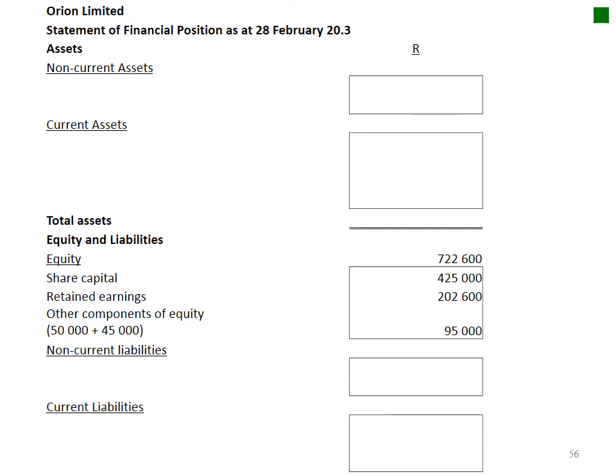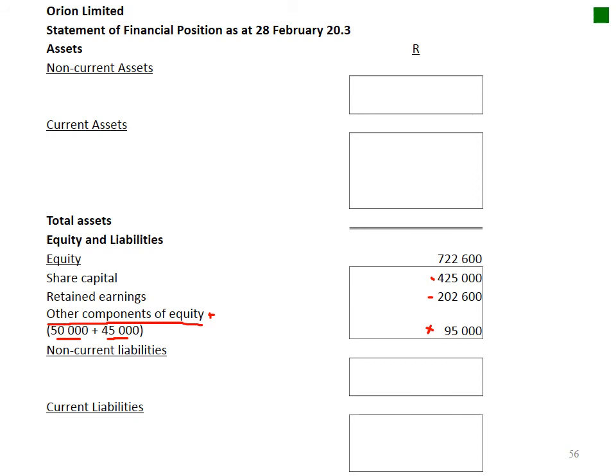So here's the statement of financial position. These amounts were all on the statement of changes in equity, the share capital, retained earnings. The only thing here is that the asset replacement reserve and the revaluation reserve, the 50,000 is the revaluation, the 45 is the asset replacement. Those two amounts get added together and they're called other components of equity. And we put the total of the two together. So please, that's another thing you need to memorize. This is standard wording that you use, other components of equity, and it's 95,000.